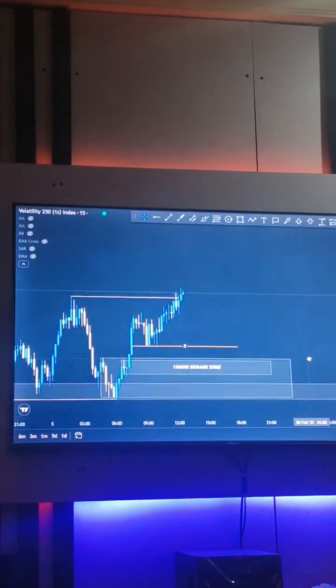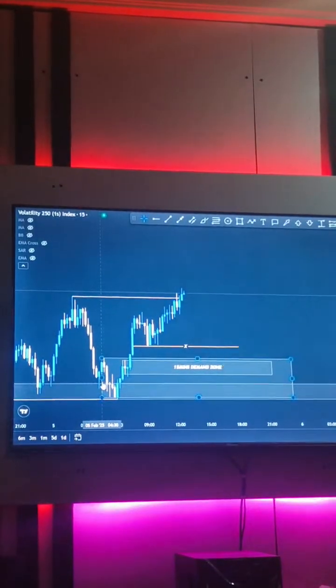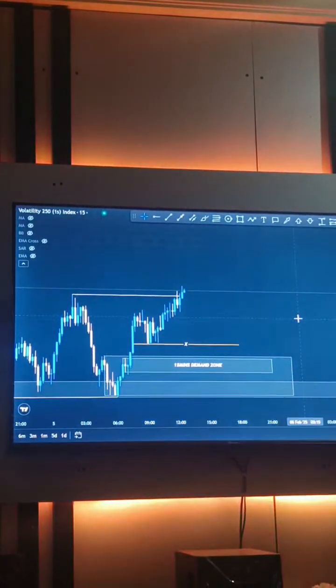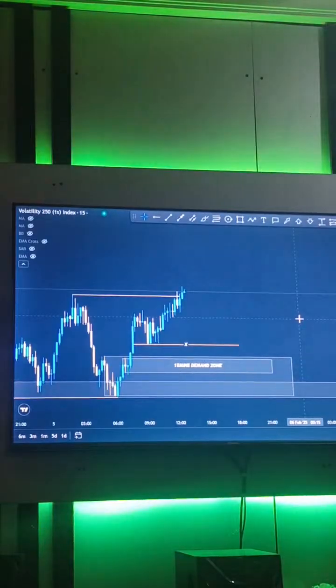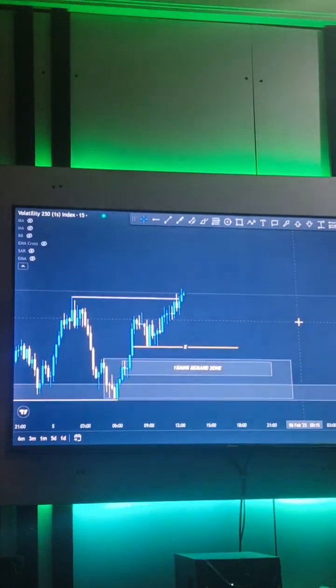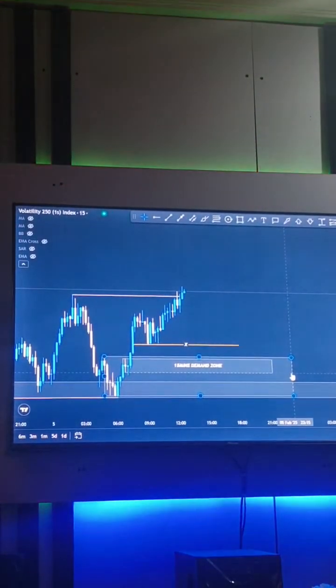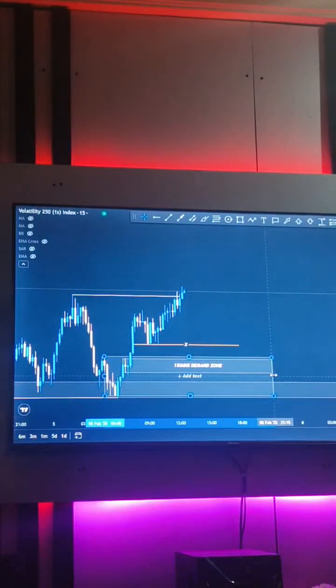In case you don't know what order flow is, I might be able to teach you guys what order flow is, if you want me to. Do not crash now. Wow.